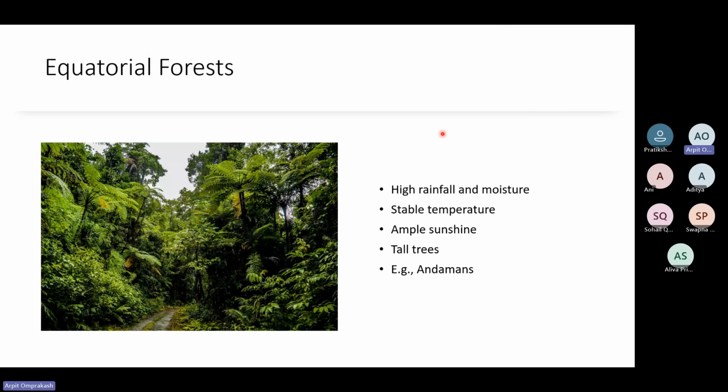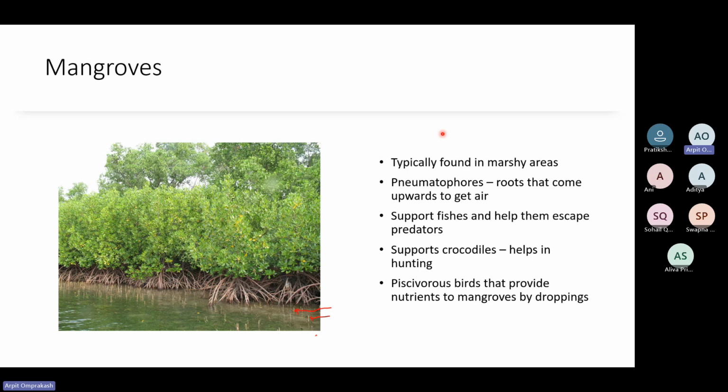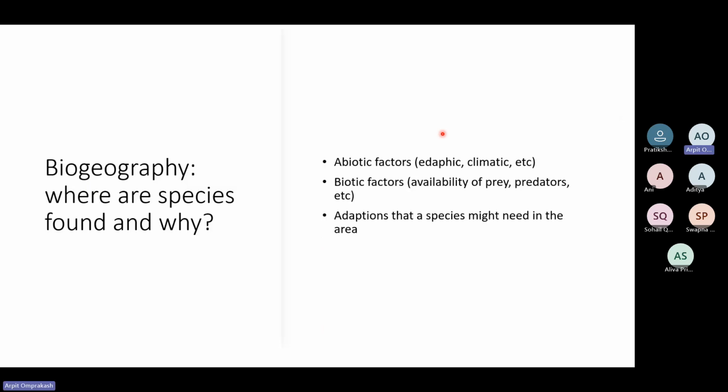We talked about equatorial forests that are found in the Andamans, and mangroves, which are found in marshy areas. These mangroves have pneumatophores, which are roots that come upwards to get air.